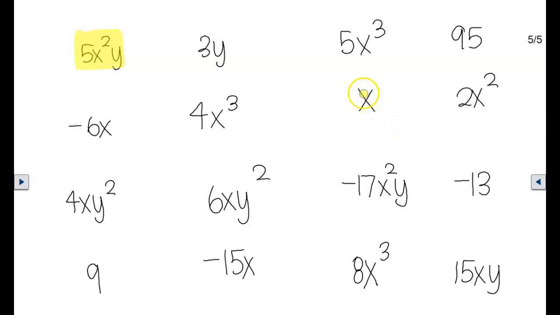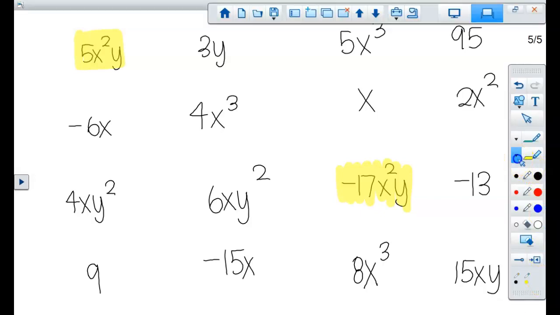X, which remember would be 1x, negative 17x squared y. 5x squared y, negative 17x squared y. This has the same last name. They match. So notice the coefficient doesn't make things like terms. It's only that last name. X to the third, no last name, x squared, no last name, xy. So right now, those two are like terms. They have an identical last name of x squared y.